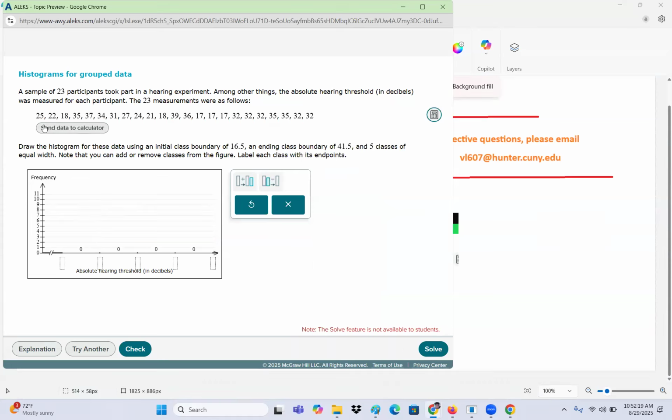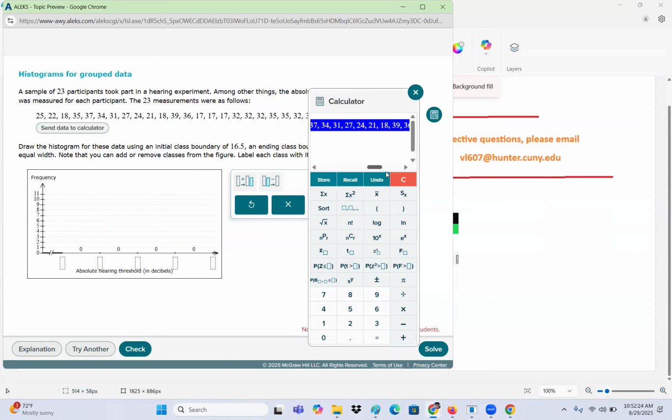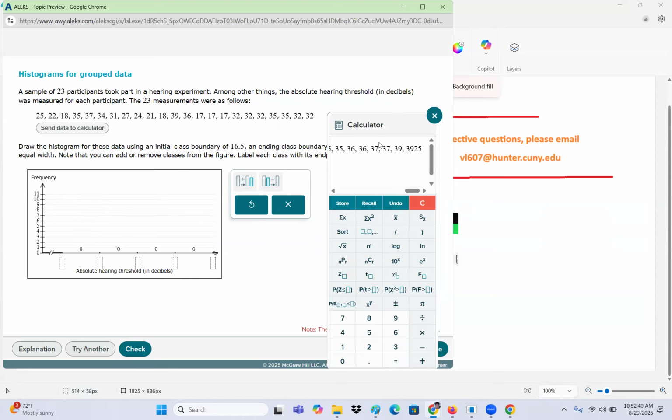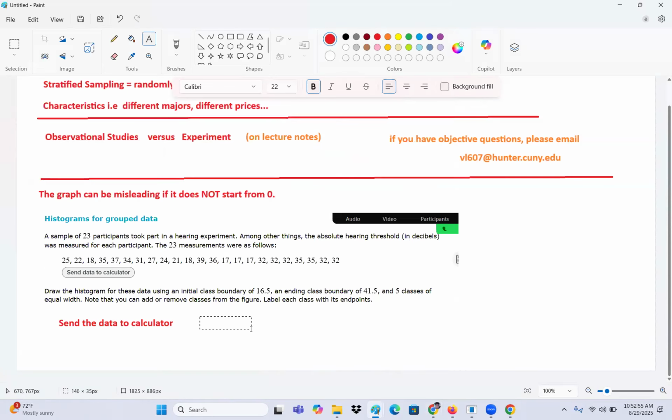Let me just do that again. So send the data to the calculator, and then okay, it's automatically sorted. Yeah, you have to sort that. Okay. So click sort the data.